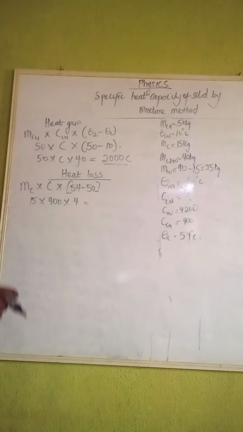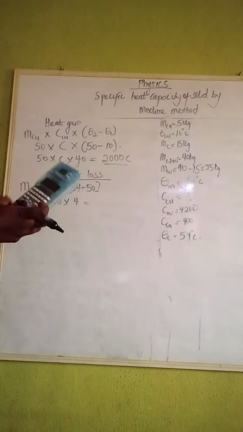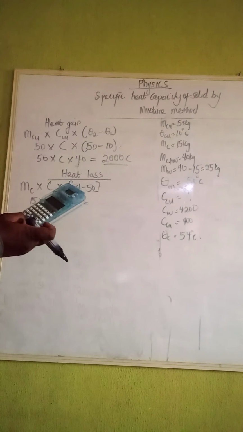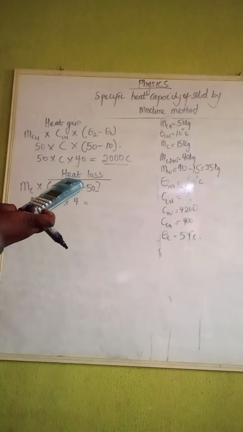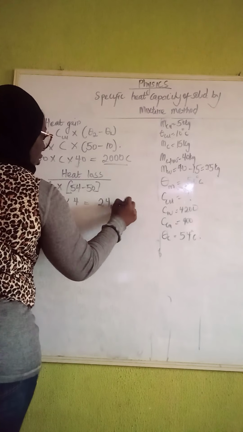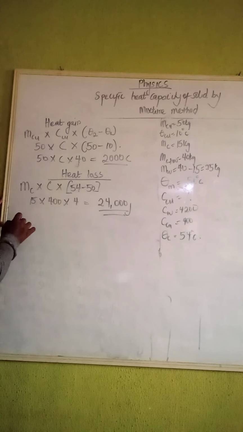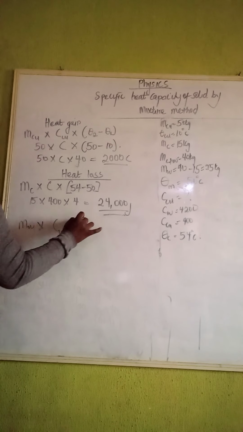So what do we have total here? We have a total of 15 times 400 times 4. That's 24,000 joules. That is for the copper calorimeter. Now, for the water, mass of the water times specific heat capacity of the water times the change in temperature.